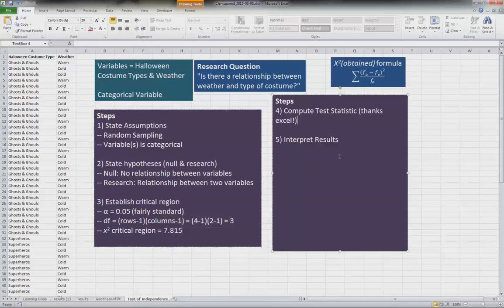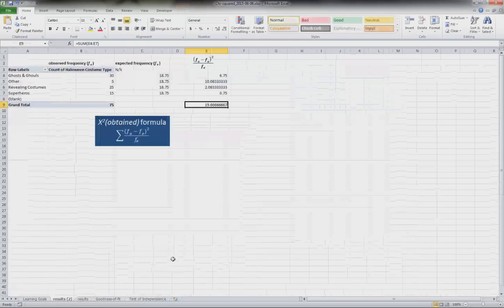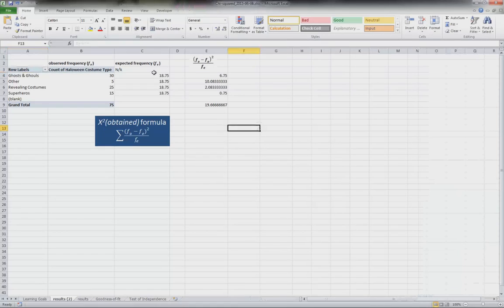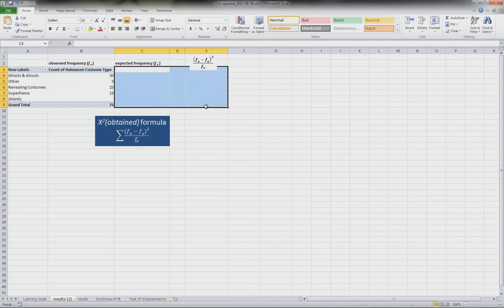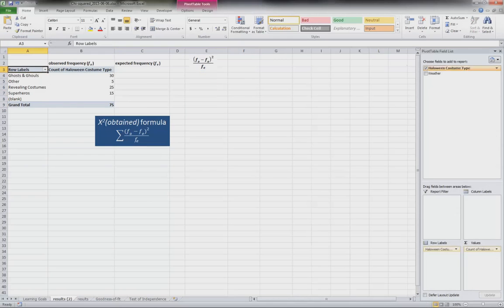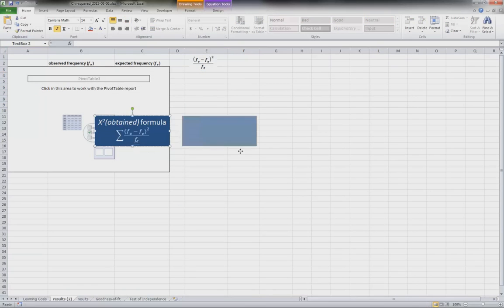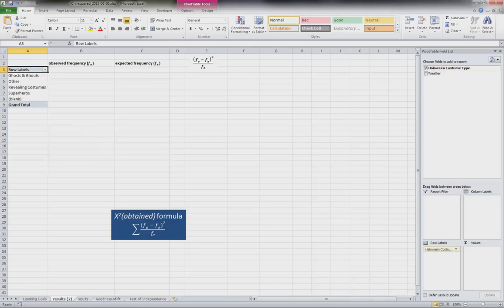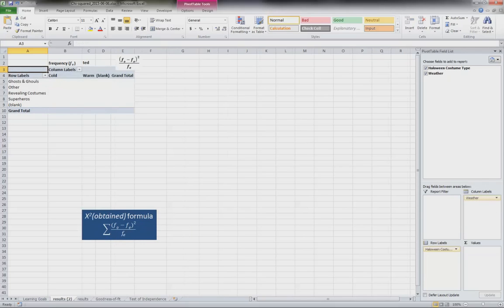Now we need to compute our test statistic. So let's go take a look at our results here. I'm going to delete all of this so that we can start fresh. What we have to do, unfortunately, is use our pivot tables again to create our rows and our columns. So let's click on Halloween costume type. That'll be our row. And then for our column, we'll put in the weather column, right? So we have cold, warm, then we have ghosts and ghouls, other revealing costumes, and then superheroes.